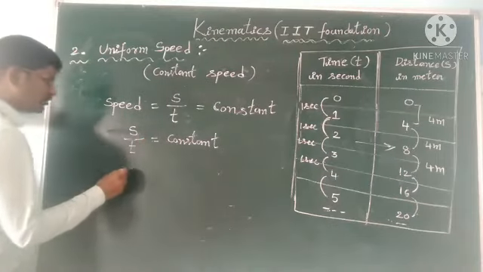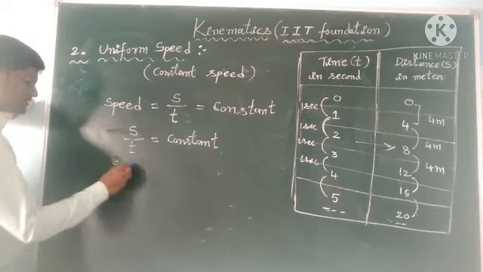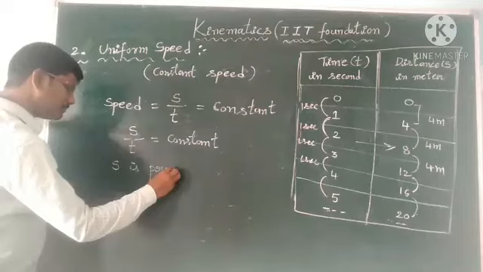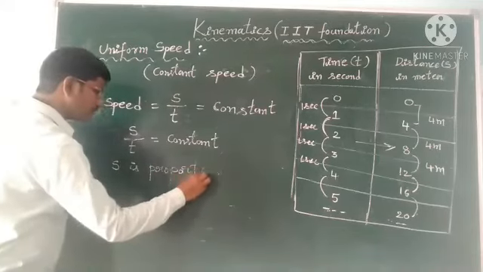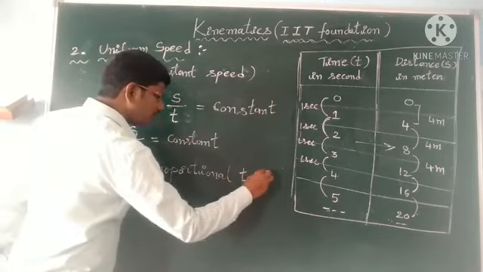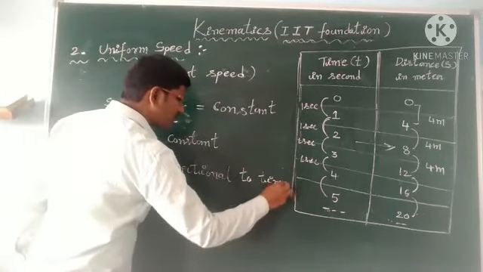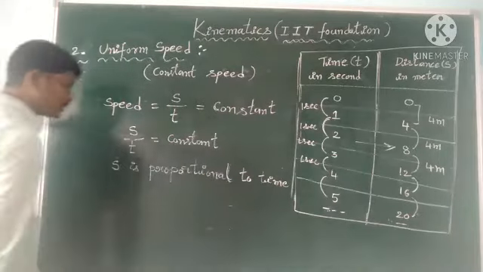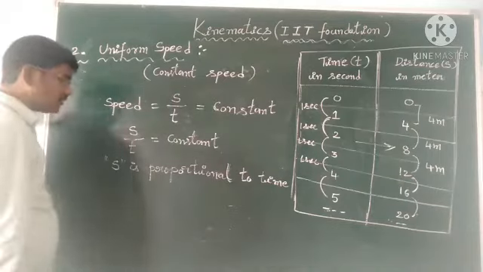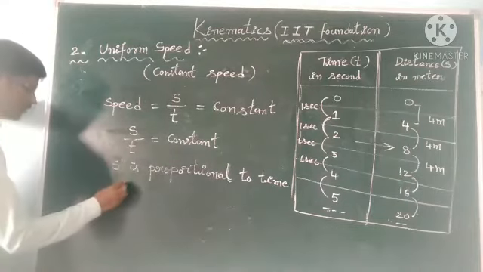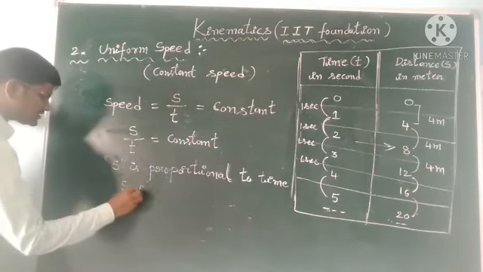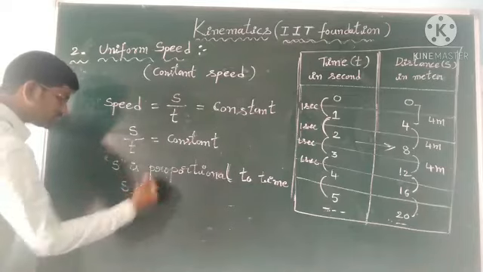This constant, if you remove it, so distance is proportional to time. So distance is proportional to time. So we are writing like this, distance is proportional to the time. S is directly proportional to t. This is the proportionality symbol, so we will write like this. So distance is proportional to time.